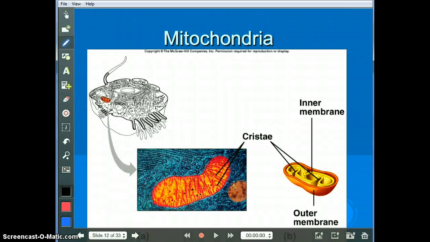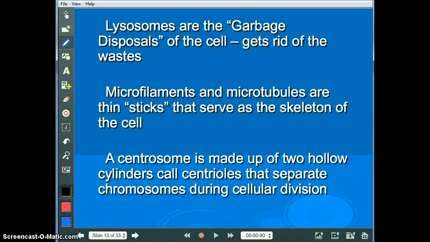Here's a quick illustration that looks at the structure of a mitochondria. Its job is to use these little inner folds later on to make energy. And that's something that's more of an advanced biology topic. We're not going to talk a whole lot about it.